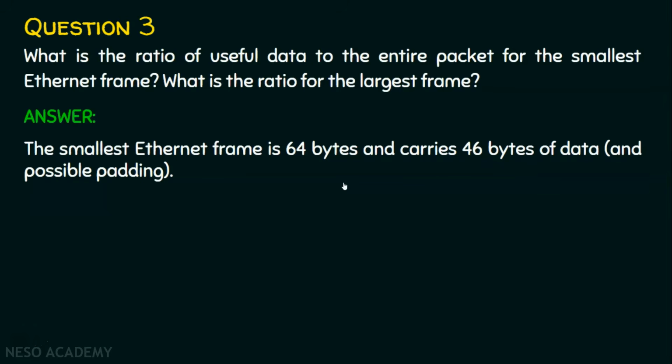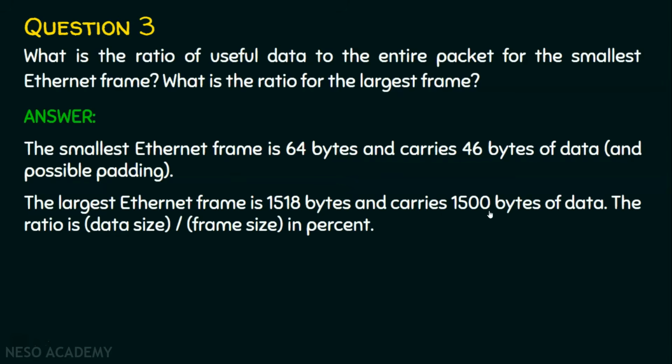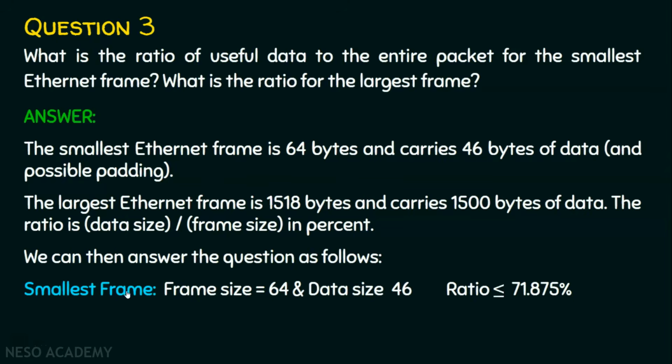And coming to the largest frame size, the payload can be 1500 bytes and the frame can be 1518 bytes. So this is the maximum data size or the payload size of an Ethernet frame, and this is the maximum frame size. So the answer is, the smallest frame will be 46 divided by 64, that is, the 64 byte smallest Ethernet frame carries 46 bytes of data. So 46 divided by 64, we will get 71.875%.